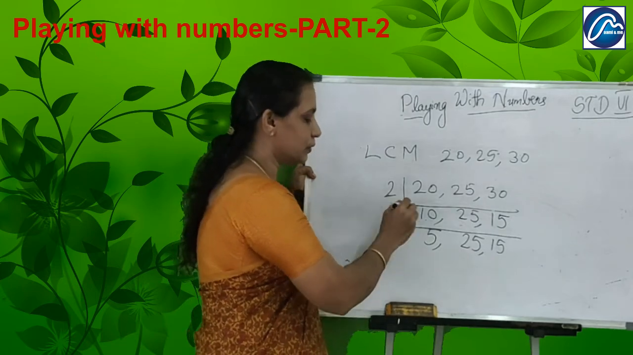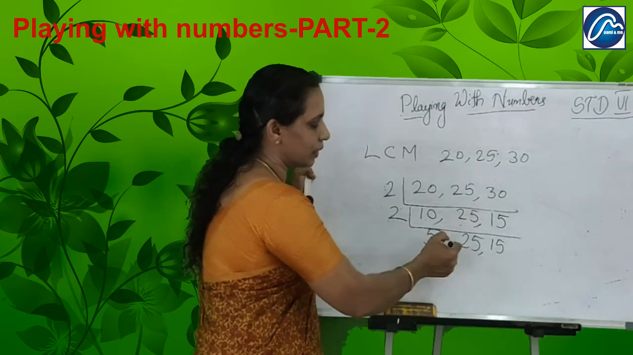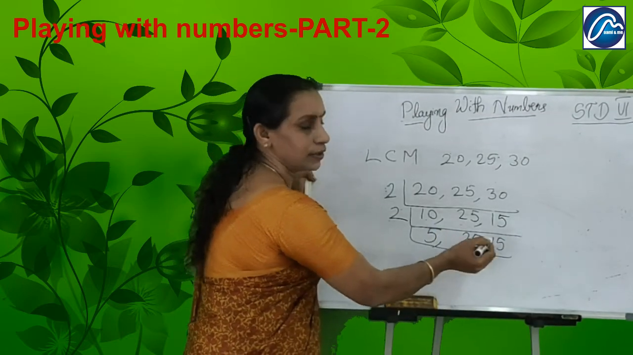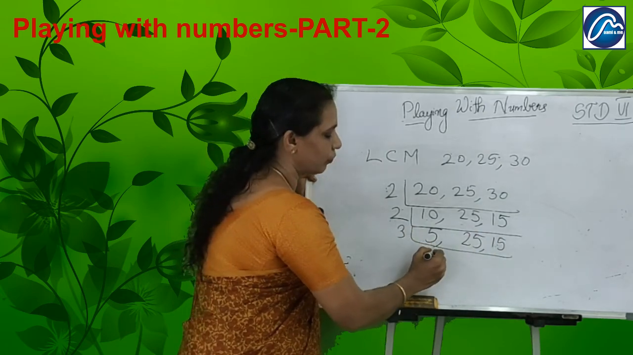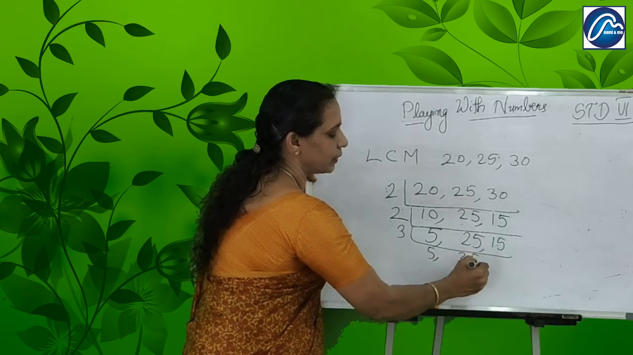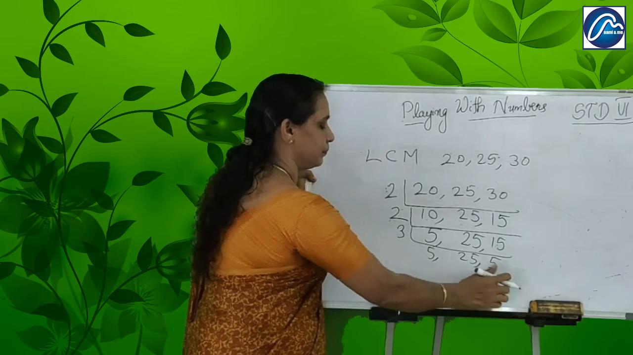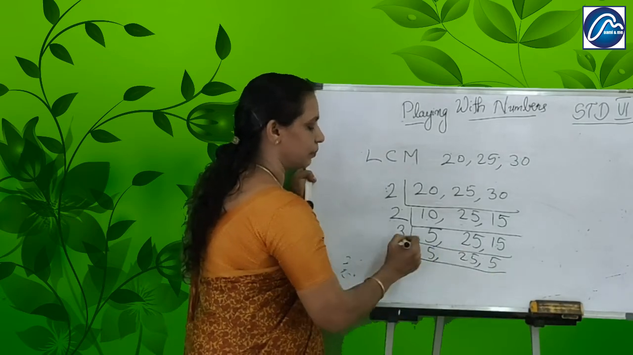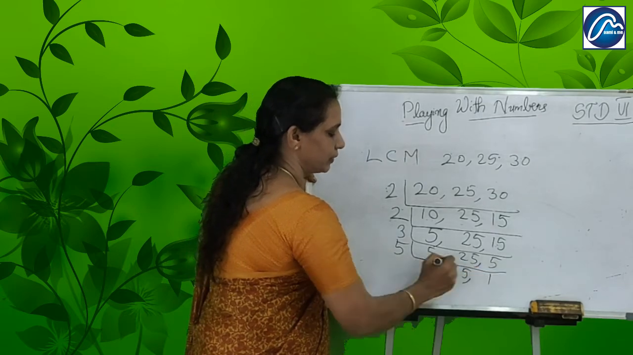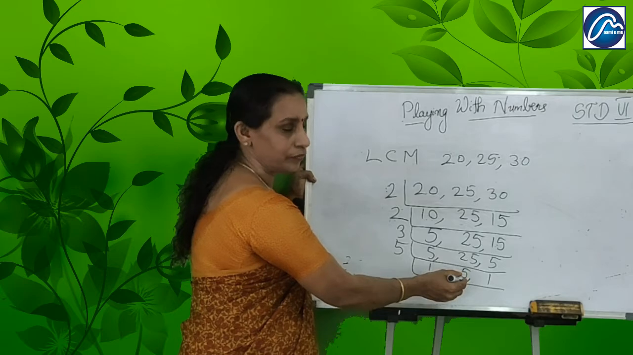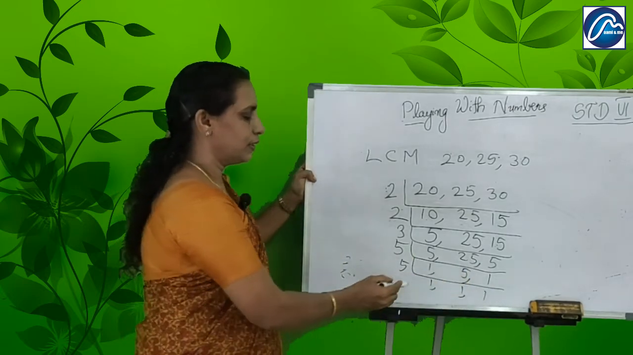So, the smallest prime number we will take is 2. Next, 3. Yes, we can divide 15 with 3. So, 5 we are writing here, 25 writing here, 5 3's are 15. Now, all these numbers we can divide with 5. 1 5 is 5, 5 5's are 25, 1 5 is 5. Again 1 5 is 5, 1, 1, 1. At the end you should get this 1, 1, 1.